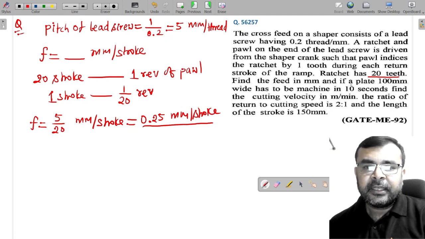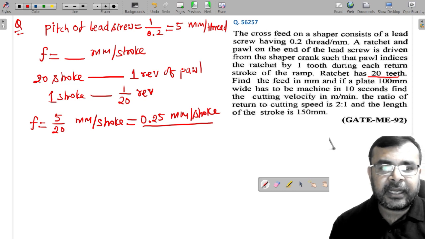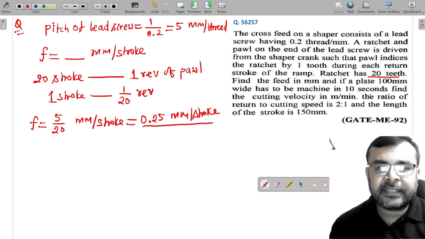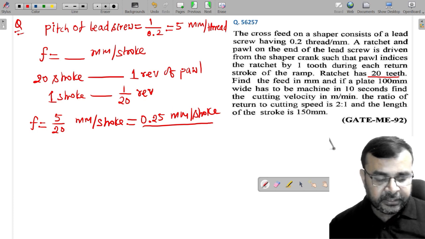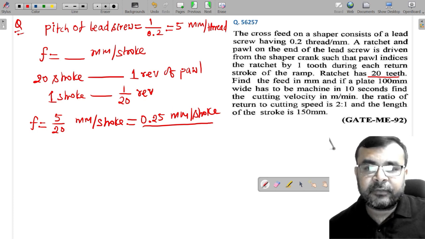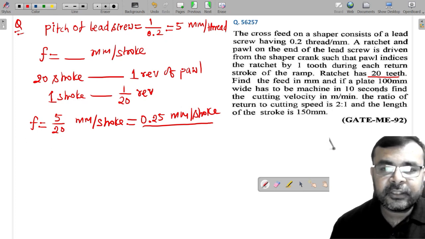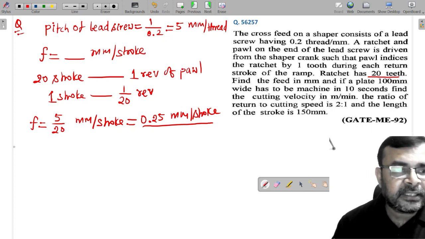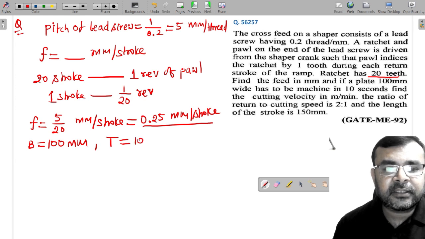करेक्ट. If a plate 100 mm wide has to be machined in 10 seconds, find the cutting velocity in meter per minute. The ratio of return to cutting ratio, you can see here. Width is given here, that is 100 millimeter, and the total machining time is nothing but this, it has to be machined in 10 seconds.